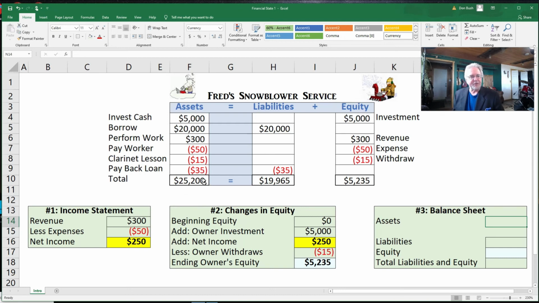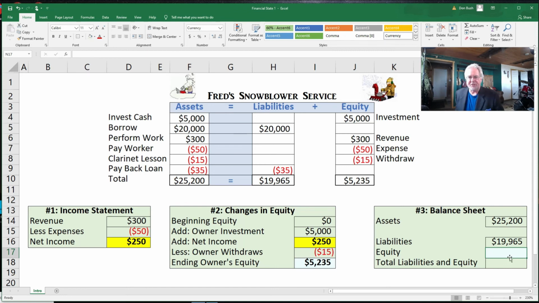So all we do is transfer the total assets over to the balance sheet. Well, the total assets is right here, $25,200. So let's put it right here. Liabilities. All we're going to do is take the total liabilities and drop them over here. So total liabilities, $19,965.